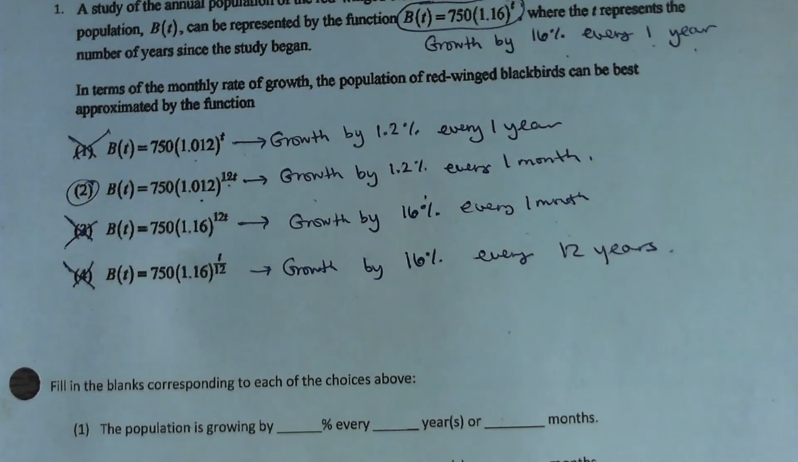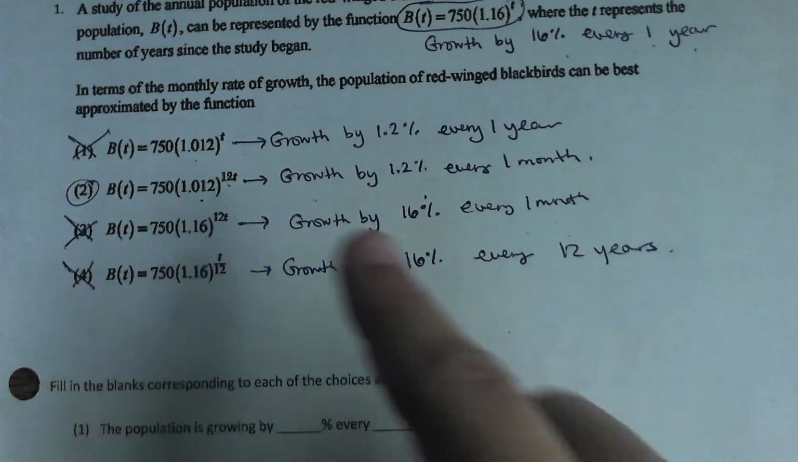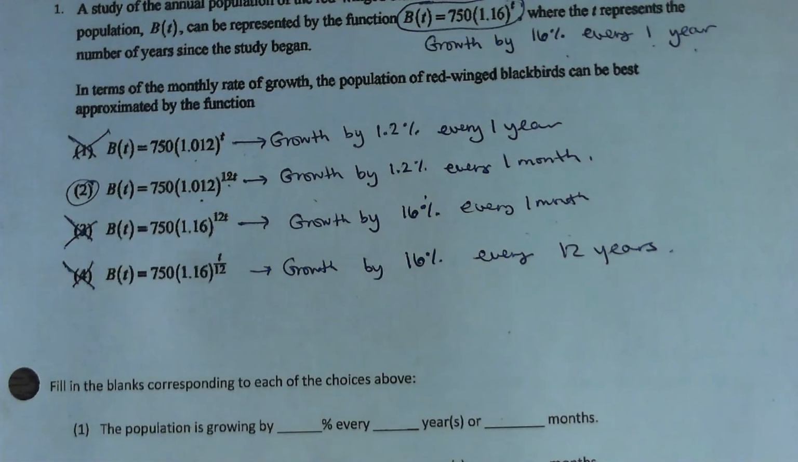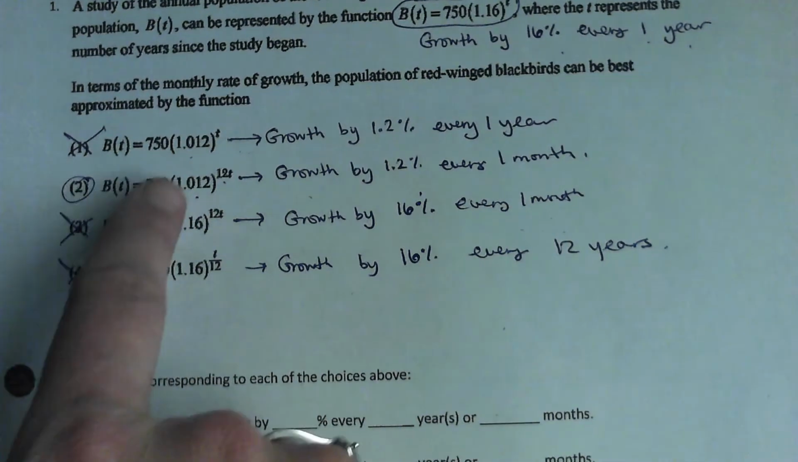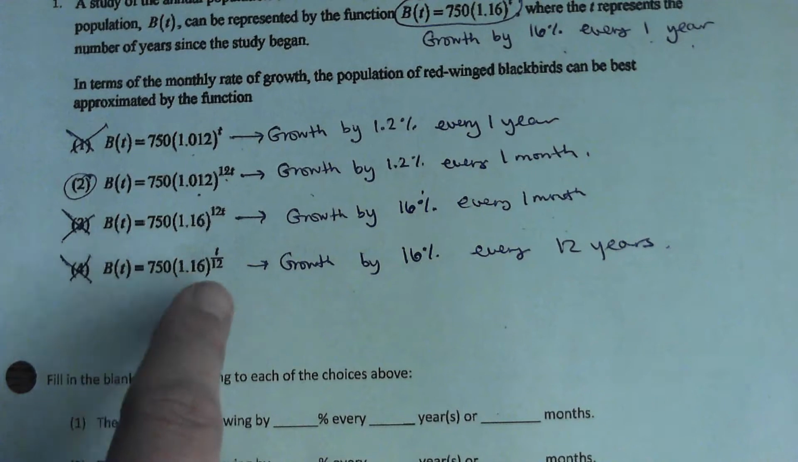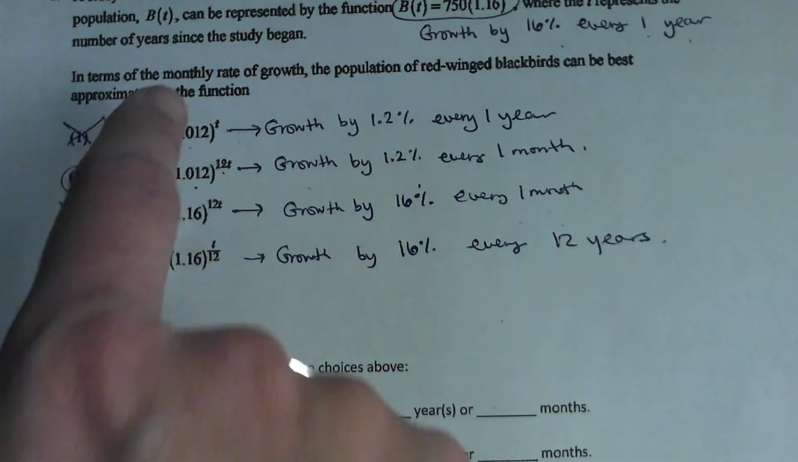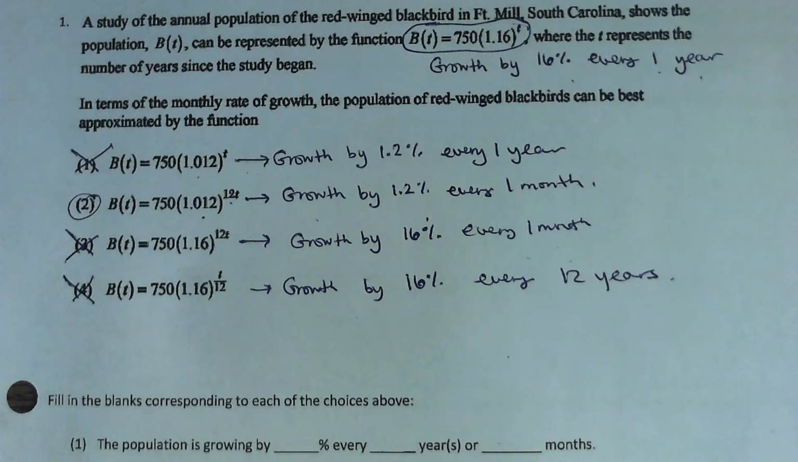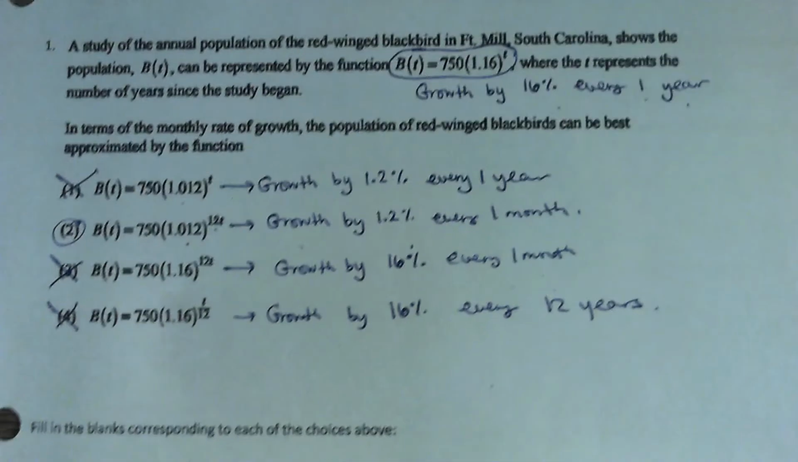Every single one of these kind of reviews that growth by the percentage, every how often, or with the frequency. It puts in the frequency formula version of it versus the every 12 years or every 1 year version of it. And then you can just logically think through it.